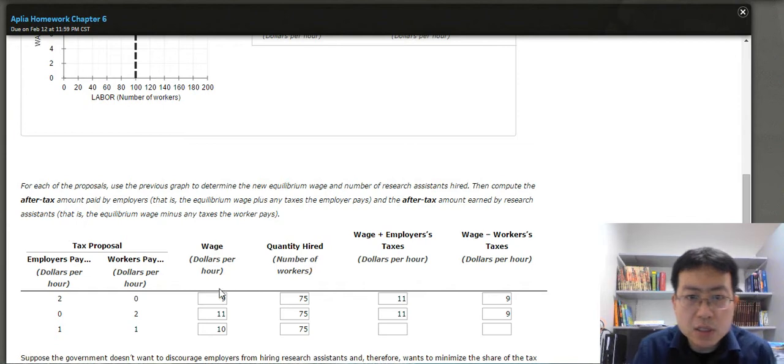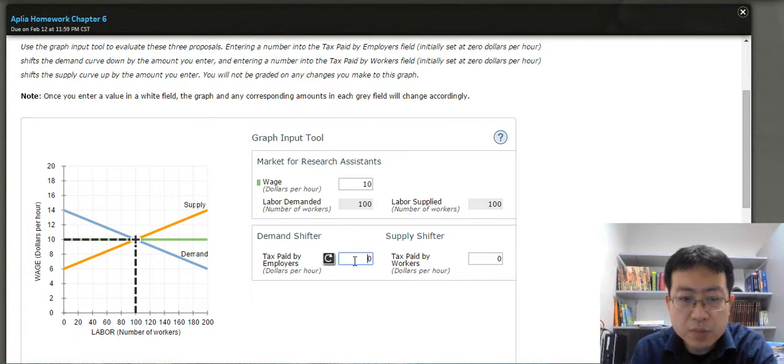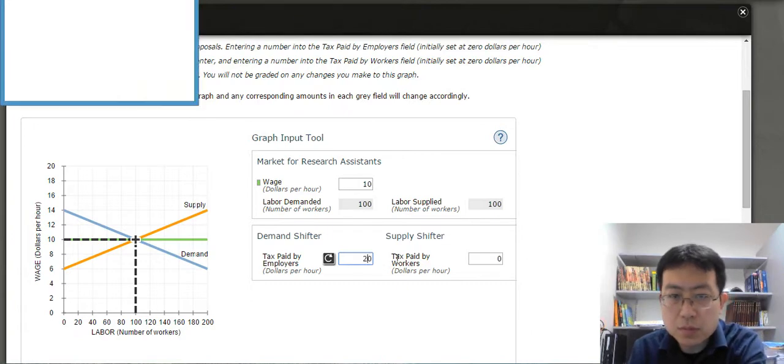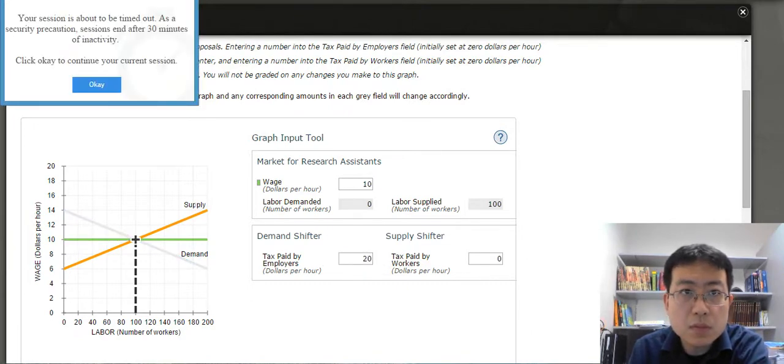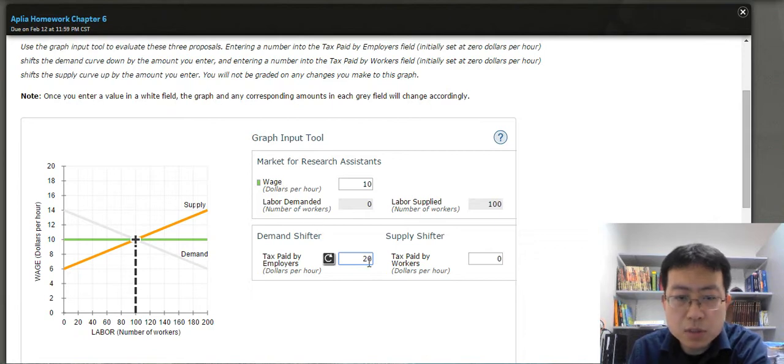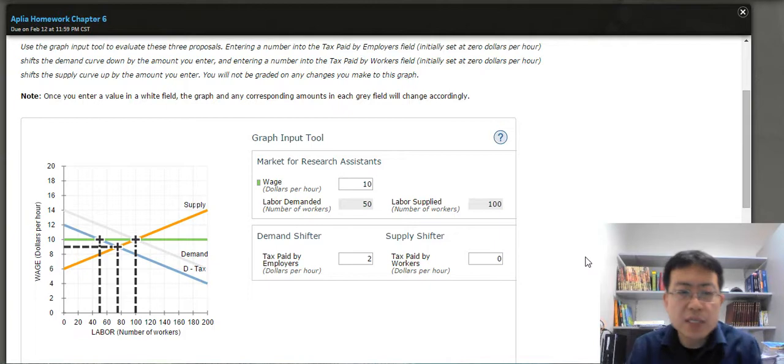So we first start with a $2 tax levy on the employer, and then a $0 tax levy on workers. So what you want to do, go over here, put in 2. Let me close that one. So this one is 2, and this one 0. So this is the first case.